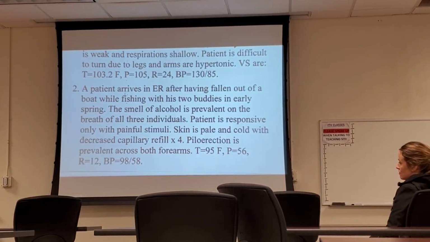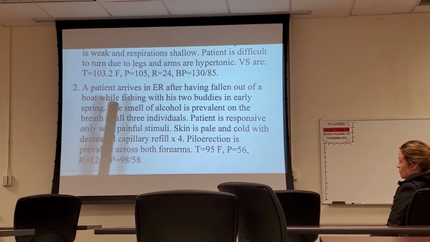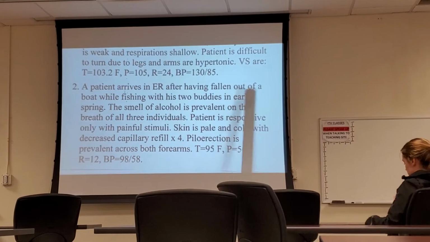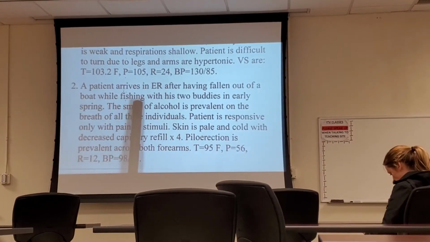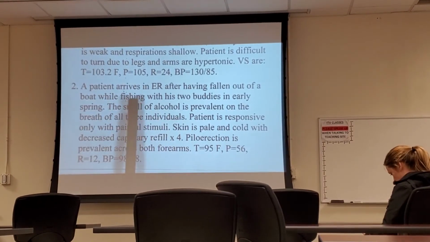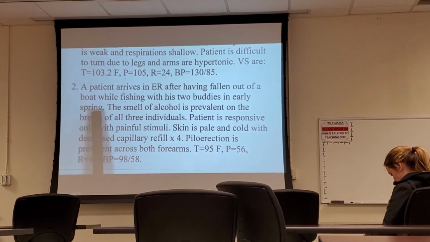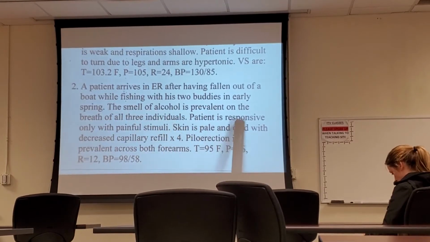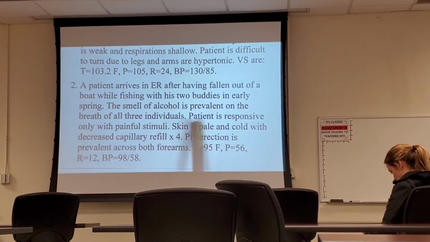Okay, on this one, our context is they come to ER after having fallen out of a boat while fishing. So that means they were in the water. And then look at the context. It's early spring. What's the temperature of the water? It's cold. Okay, the next piece of data is you smell alcohol on the breath of both the patient and the two buddies. What would we call that sentence if we summarize it?